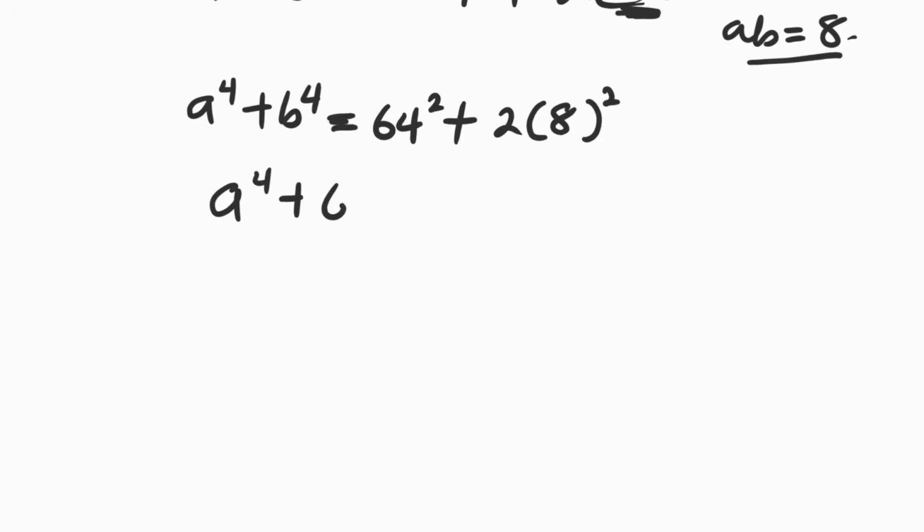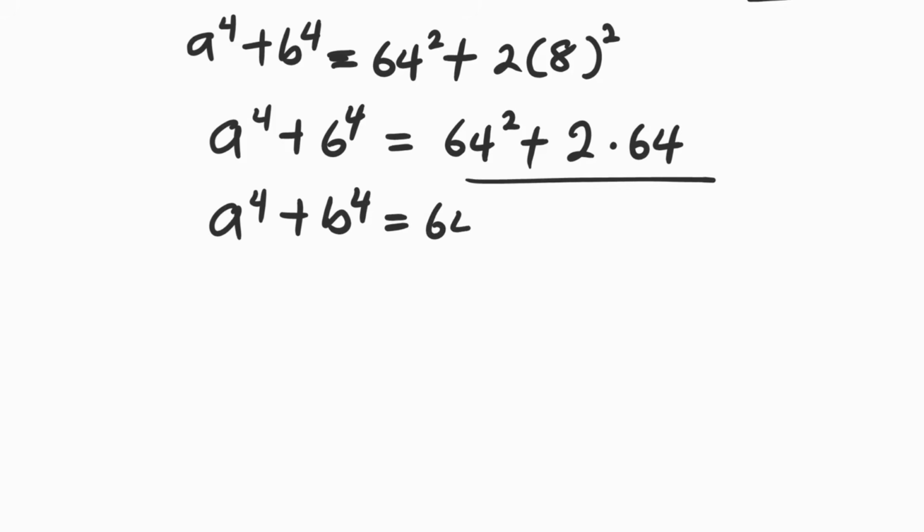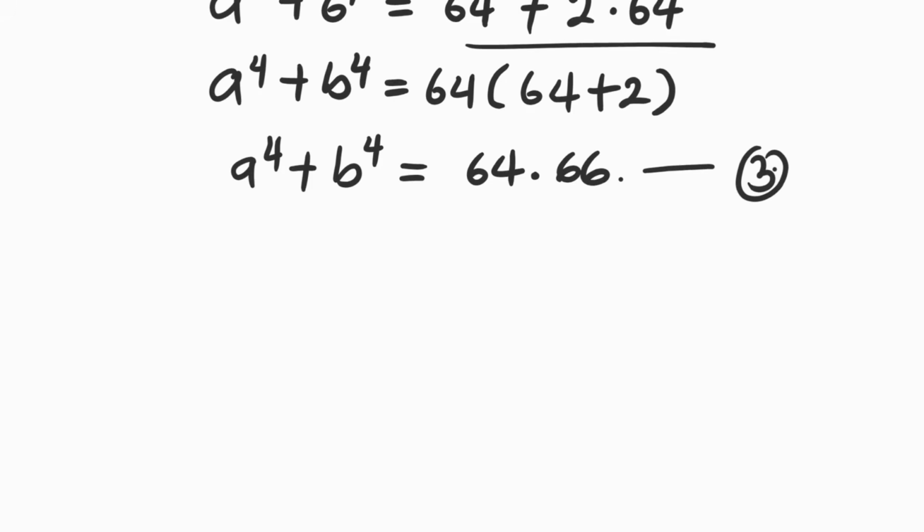So a raised to the power 4 plus b raised to the power 4 is equal to 64 squared plus 2 times 64. Alright, we can factor out 64 on the right hand side, so this becomes 64 into 64 plus 2. So now we have that a raised to the power 4 plus b raised to the power 4 is equal to 64 times 66. Let's call this equation 3.